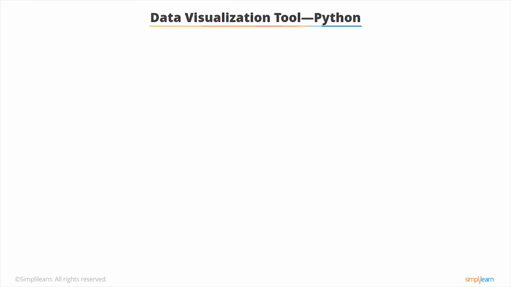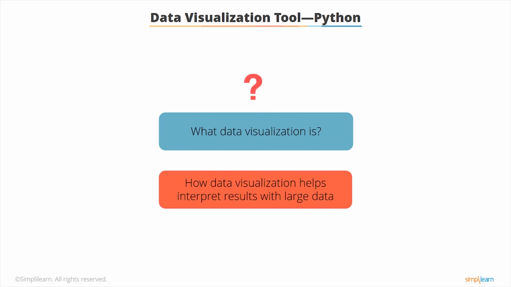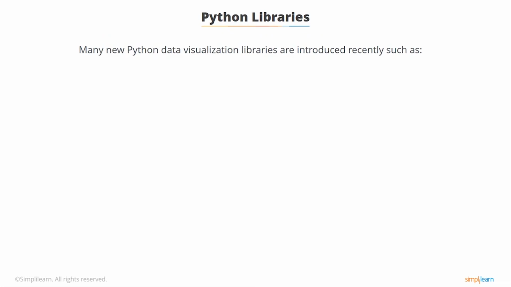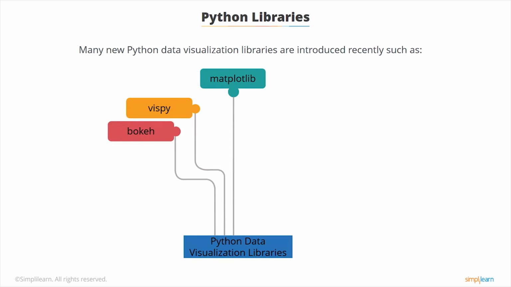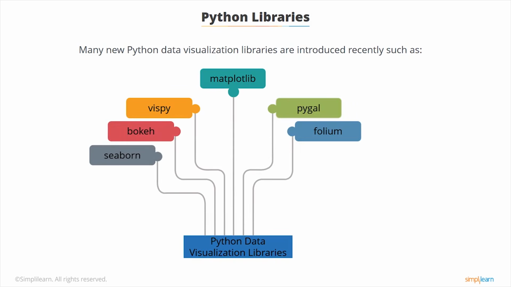So far, you have learned what data visualization is and how it helps interpret results with large and complex data. With the help of the Python programming language, you can perform this data visualization. You'll learn more about how to visualize data using the Python programming language in the subsequent screens. Many new Python data visualization libraries have been introduced recently, such as Matplotlib, Vispy, Bokeh, Seaborn, Pygal, Folium, and NetworkX. Matplotlib has emerged as the main data visualization library. Let's now learn about Matplotlib in detail.